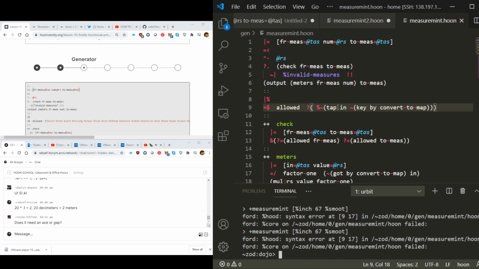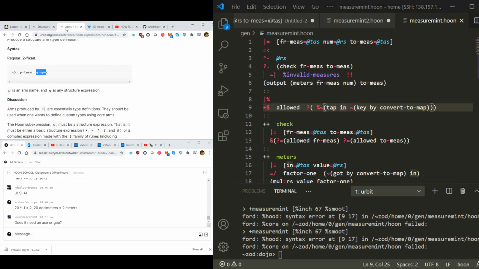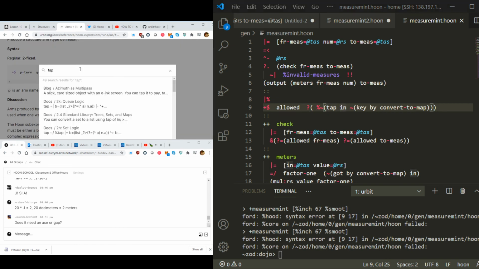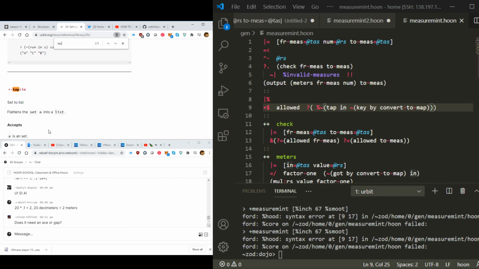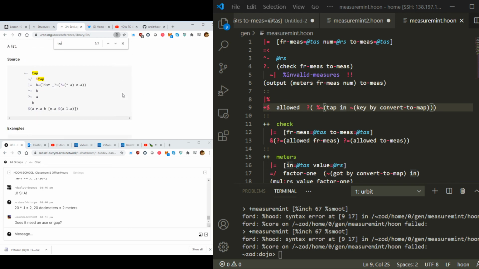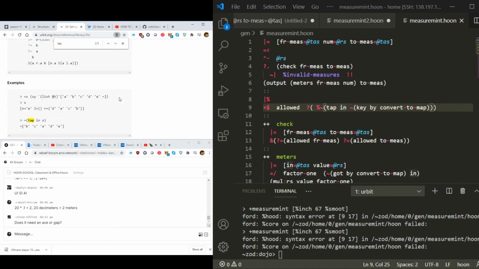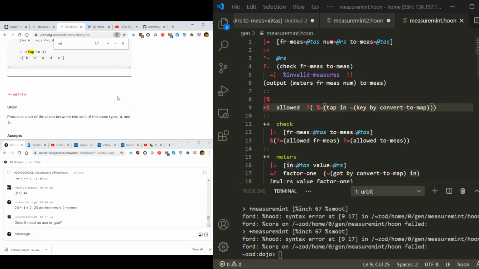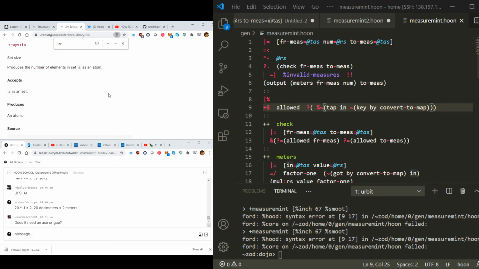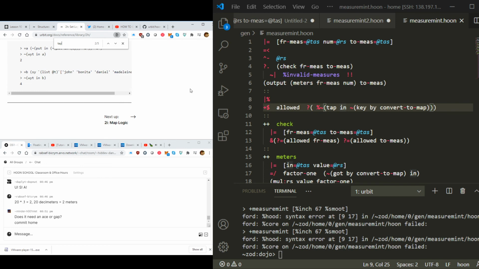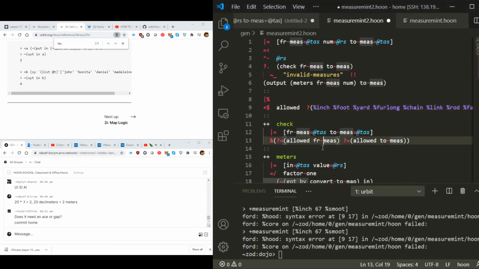Did I take out tap? I thought tap was what was getting me back from a set. It flattens the set into a list, but we didn't want a list. That's what it was. Man, that sucks, because I had that working this morning. Well, it doesn't matter. Whatever.